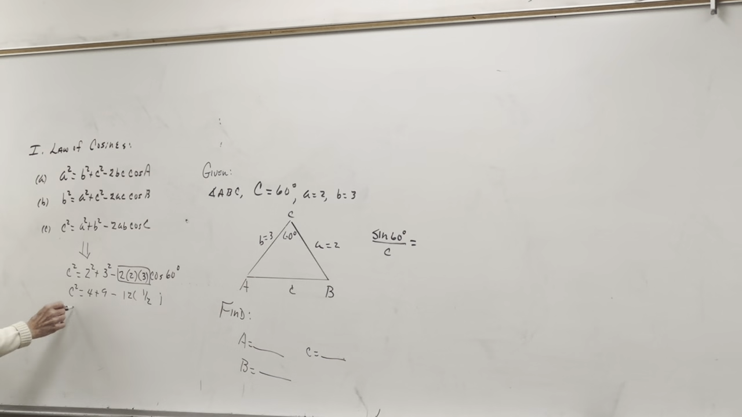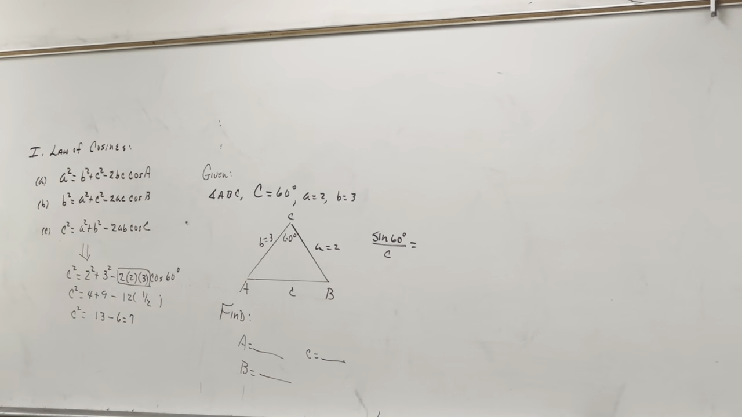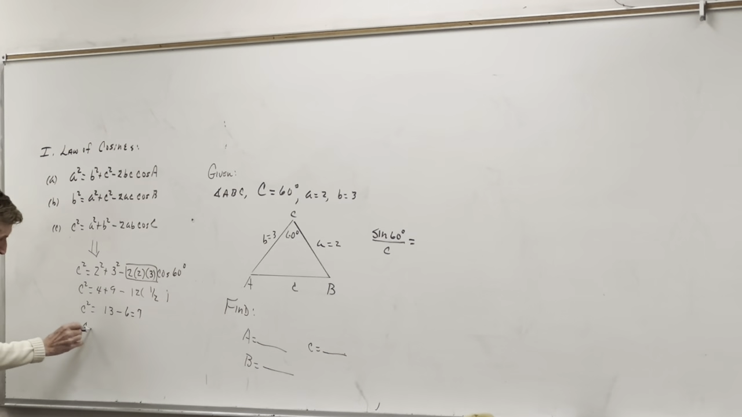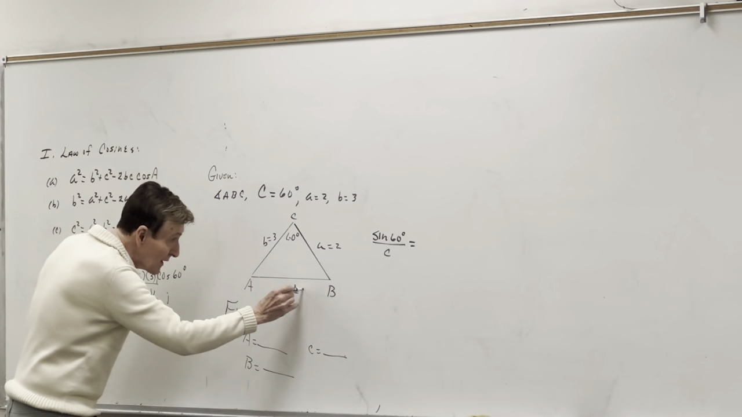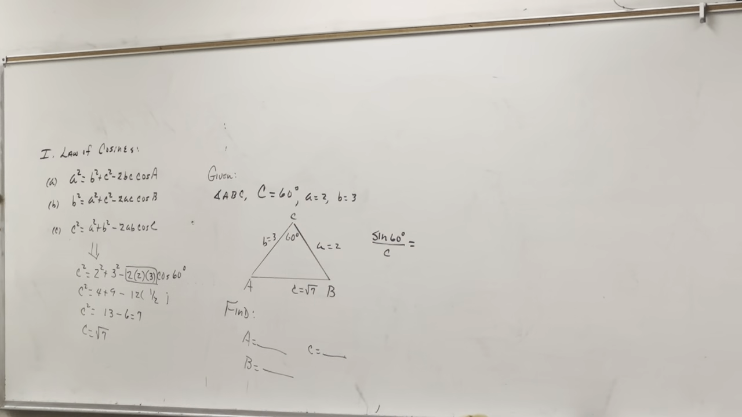Guys, let's calculate this. This is c squared is equal to, what's that, 13? I think it's 13 subtract 6. See if I'm correct. Is that true, guys? And it takes the square root, you're going to end up with square root of what, 7? Strange number, but that's the length of that. You guys agree?